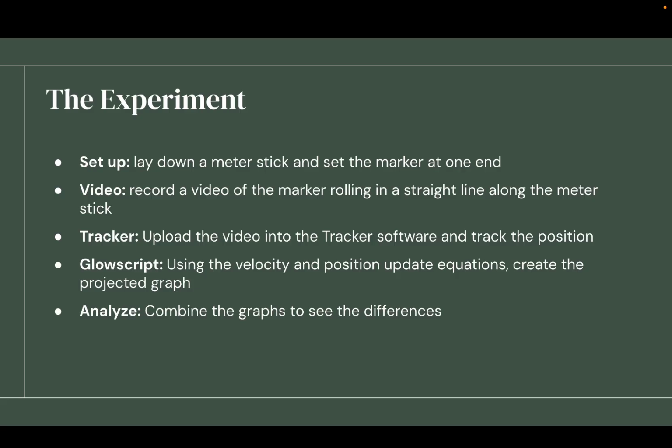I then uploaded the video into the tracker software. Once it was calibrated and the axes were set up, I tracked its position frame by frame. This resulted in data that I graphed in Excel. I then used GlowScript to create the projected graph with the velocity and position update formulas. To analyze the results, I combined the two graphs and observed the differences.